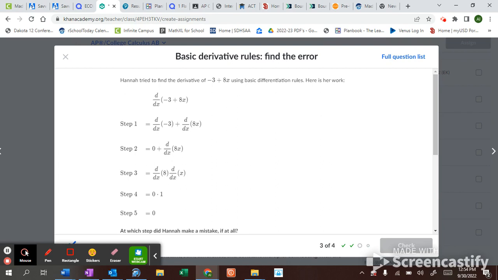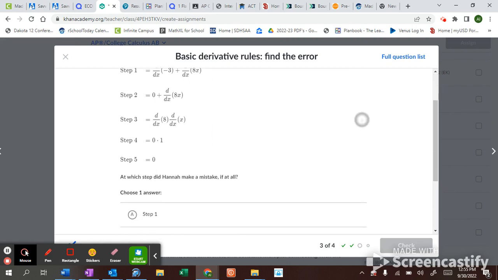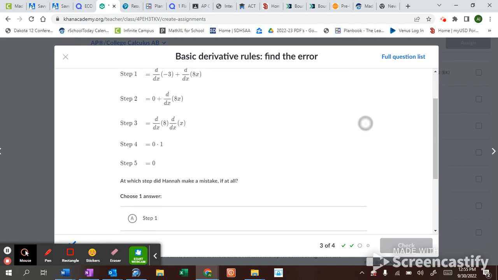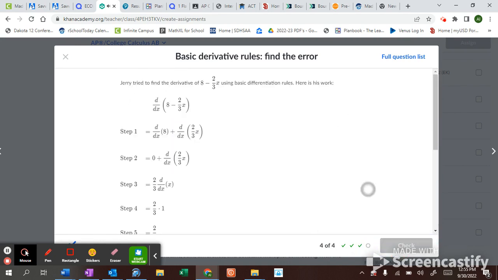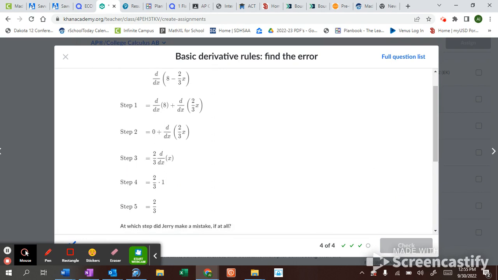So this one, any mistakes? When you take the derivative of 8x, this is correct here, you factor out the 8, but you don't take the derivative of the factored out part. Because then it would make everything 0 all the time. So it's 8 times 1, or 8. So then step 3 is actually where the error occurred. Okay? 8 minus 2/3 x.